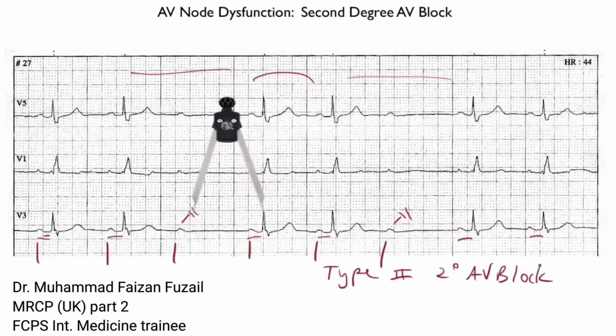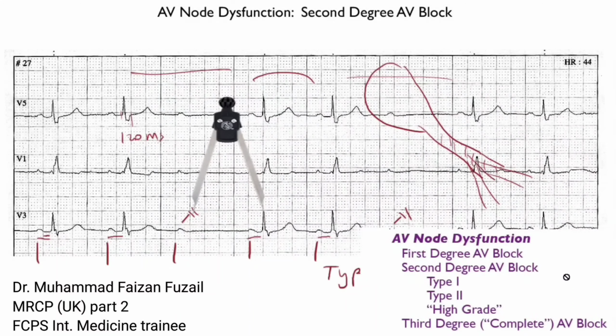Now type 2 second degree AV block suggests that the block is below the AV node in the His bundle and the bundle branches, and sure enough the QRS complex is a bit wide. It's more than 120 milliseconds in duration. So this is a patient who has significant disease below the AV node, and his conduction system is failing in a very characteristic way. Let's move into high degree AV block.